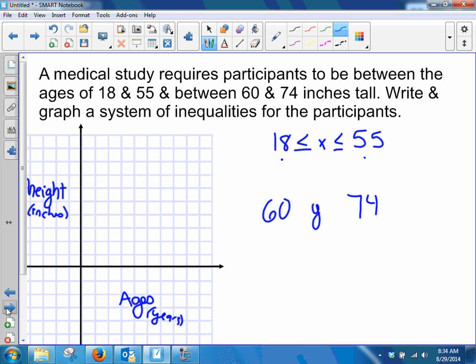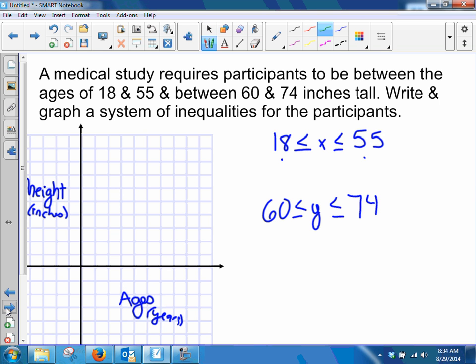So what about the y's? Can I be 60 inches tall? Yes, I can. Can I be any shorter? Nope. So y is going to be bigger. And then can I be 74 inches tall? Yep. Can I go above that? Nope. So it's again that string of inequalities. So 60 is less than or equal to y, which is less than or equal to 74.